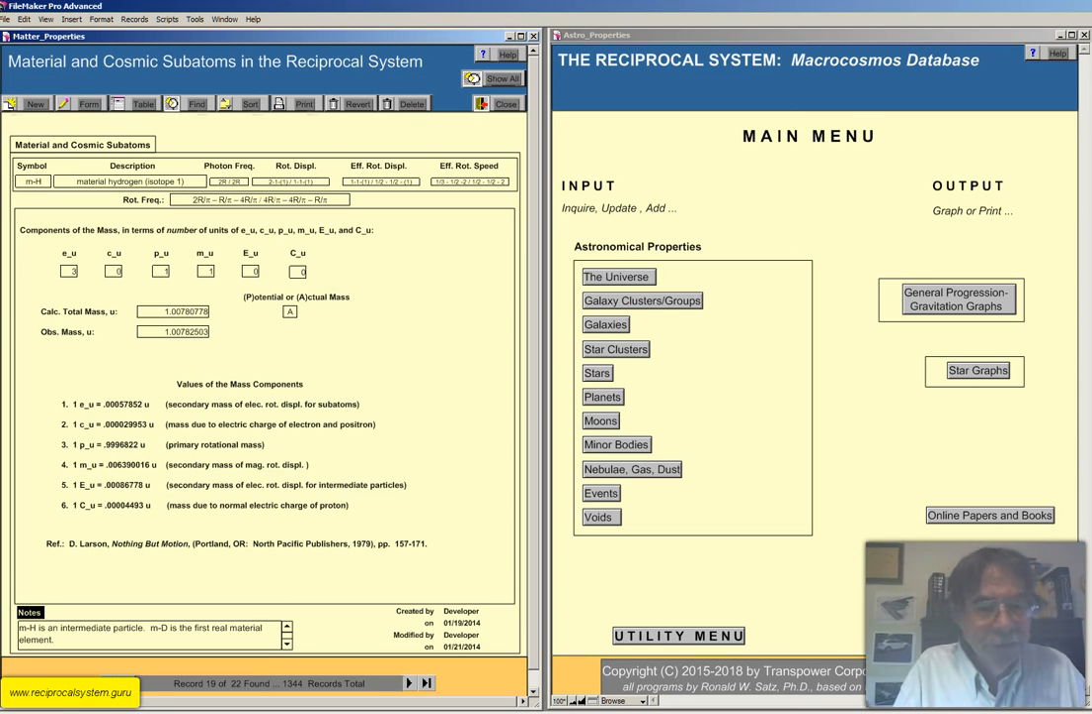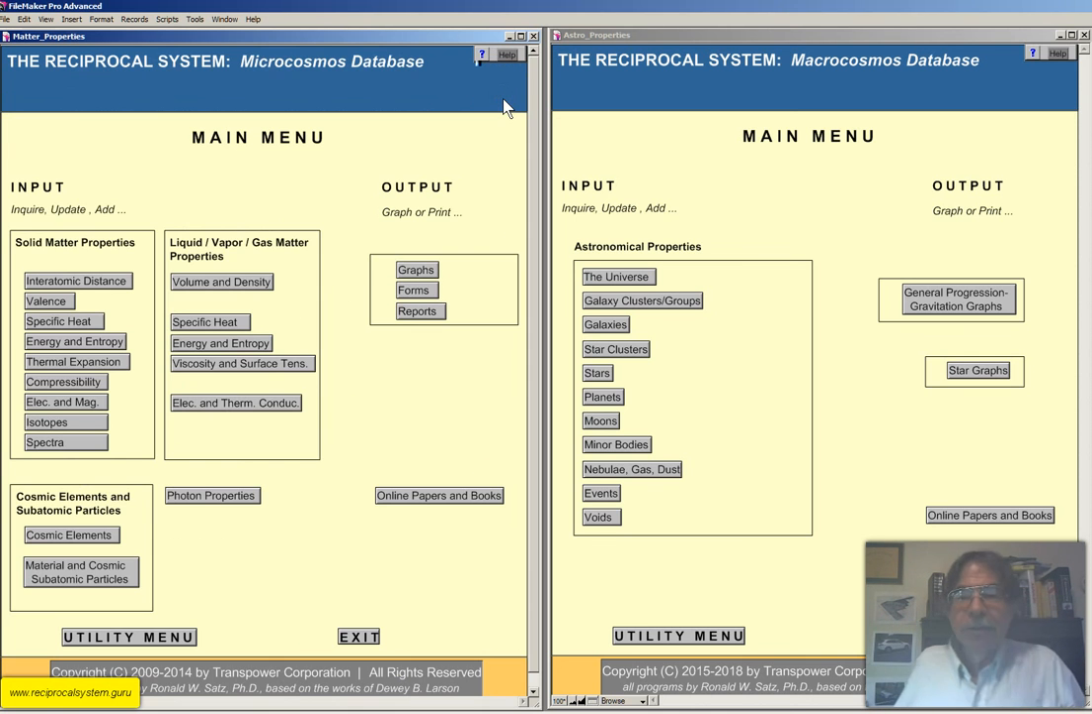There's your particle physics for you. It's certainly much better than quantum mechanics.